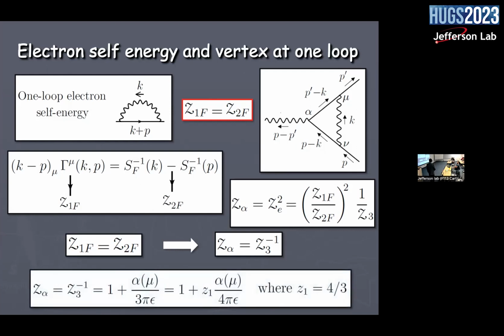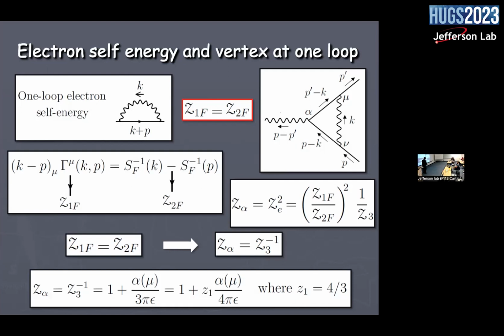Okay. So Z alpha, which is nothing other than Z3 inverse, is 1 plus alpha over 3 pi epsilon. For the sake of convenience of notation, because most of the time the factors which arise are of this type, alpha over 4 pi epsilon, the pole terms, whatever is left is what we call Z1. So we forcefully put a 4 here and a 3 on the top.